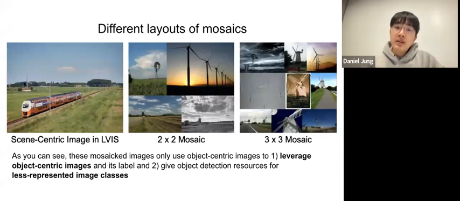So not only can you have an image in which a less represented class is present, but you also don't have to get help from people to label those images for you, because you already know where the object is since you have attached it in the mosaic image.